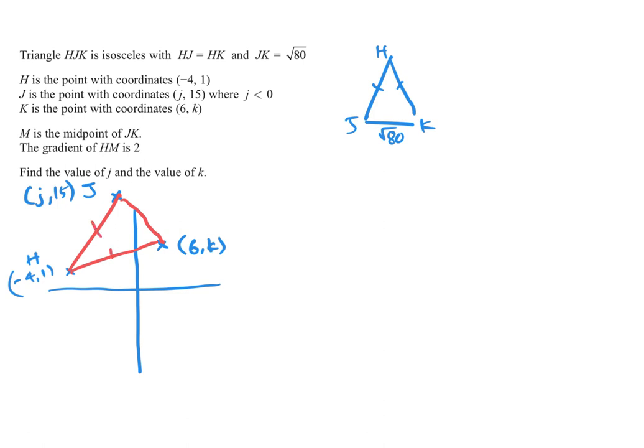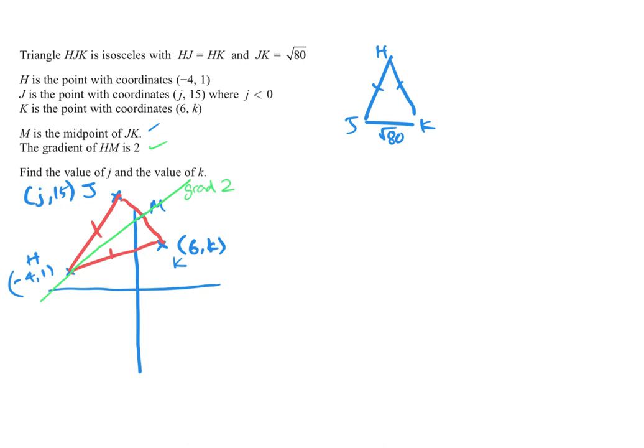Okay, so what else do I know? Looking at this, it says that M is the midpoint of JK, so I can mark that point on here. This is K, this is M, it's the midpoint along there. So that bit's done. And the gradient of HM, oh, that's another line I'm going to have to draw on. So this line going through H and M has a gradient of 2. Okay, so that bit's done.